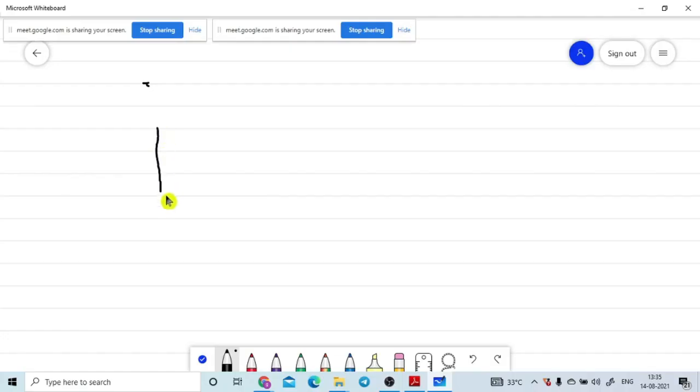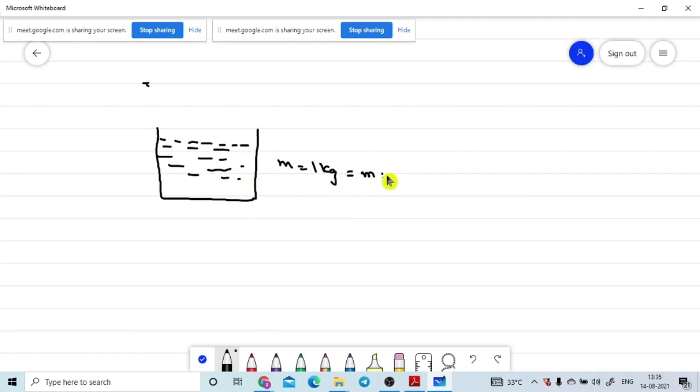Let's say I am taking a vessel containing some amount of water. Let's say I am taking 1 liter of water, or in terms of mass, 1 kilogram of water. I am heating this water with the help of a uniform heating element.